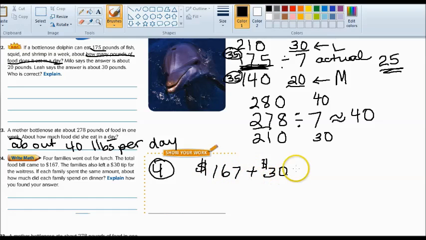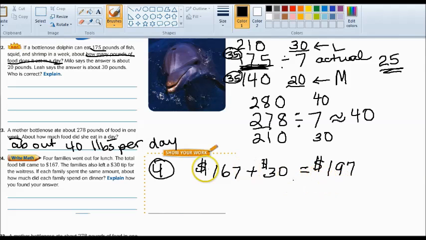I don't know if you've ever paid a bill in a restaurant, but you have to tip the waitress. So we're going to have to add these two together first. And I know I can do that in my head because there's no regrouping for this. So we're going to do 167 plus 30. But you can do it too. Right, 197 is the total bill.